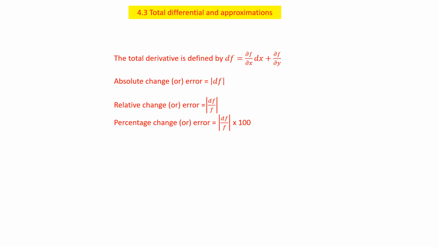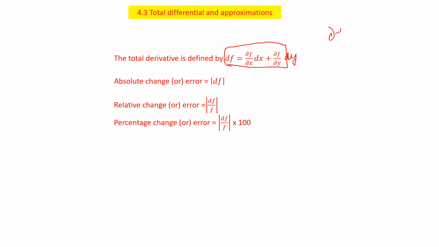In this chapter, we are going to talk about the total differential and some approximations. The total derivative of the function f is defined as follows. It is given by df equal to dou f by dou x into dx plus dou f by dou y into dy.